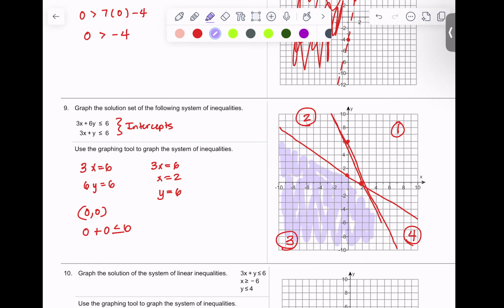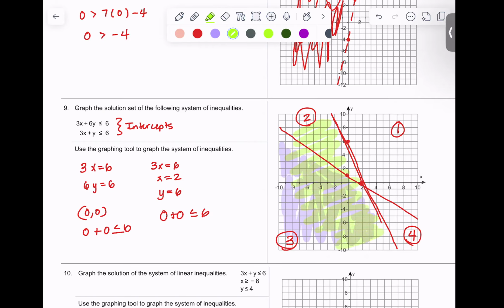And for the solution to the second inequality, let's see if 0, 0 works. Well, 0 plus 0 is less than 6. That is true. So if you look at that second line, let's shade that in a different color so we can see where the 2 intersect. Let's use green. So that would be over here.